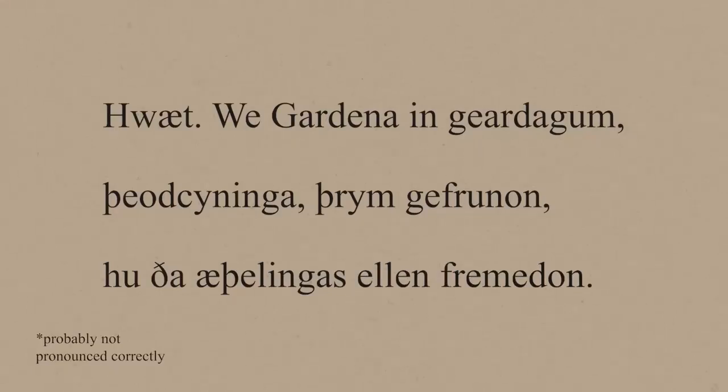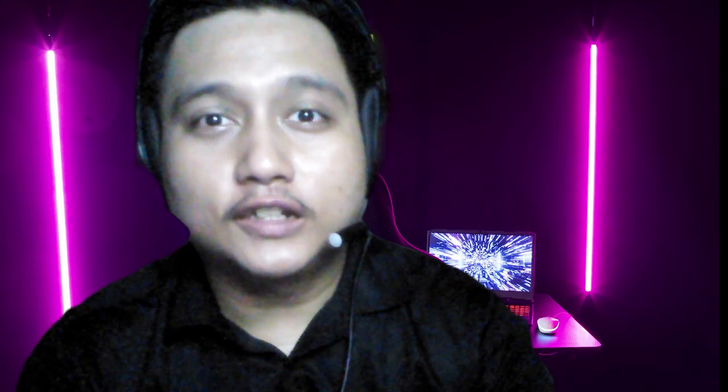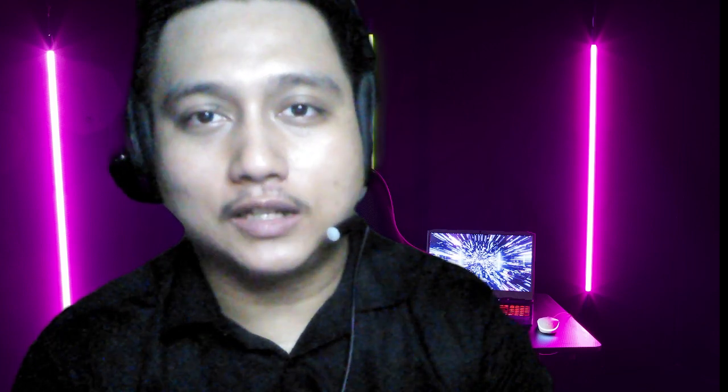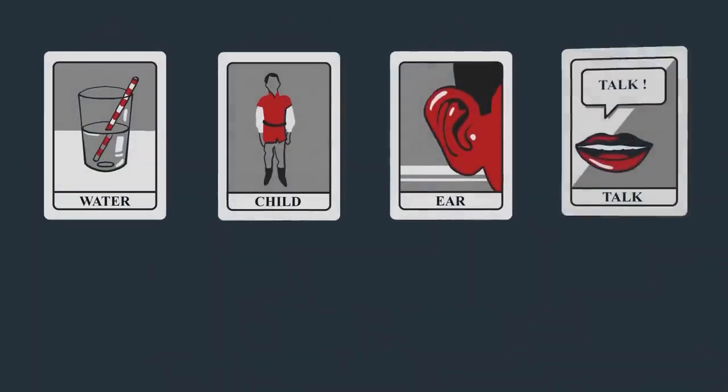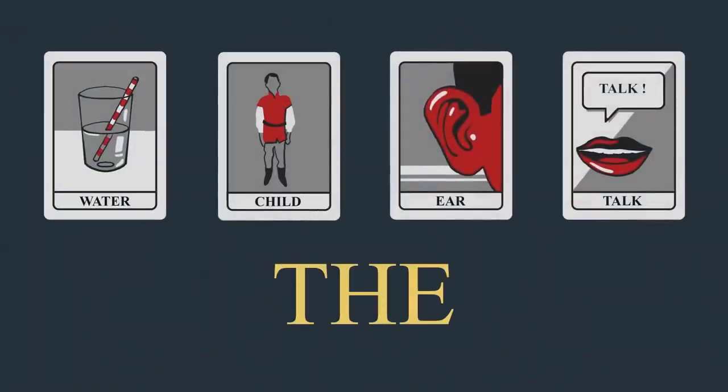So, I assume you understood none of that. Not to worry, no modern English speaker would be able to understand. It's so old, and English has evolved so much, it may as well be a foreign language. While not understandable today, half of our most commonly used words come from this Anglo-Saxon tongue. Words like water, child, ear, talk, and thee. Most short simple words come from this Old English language.